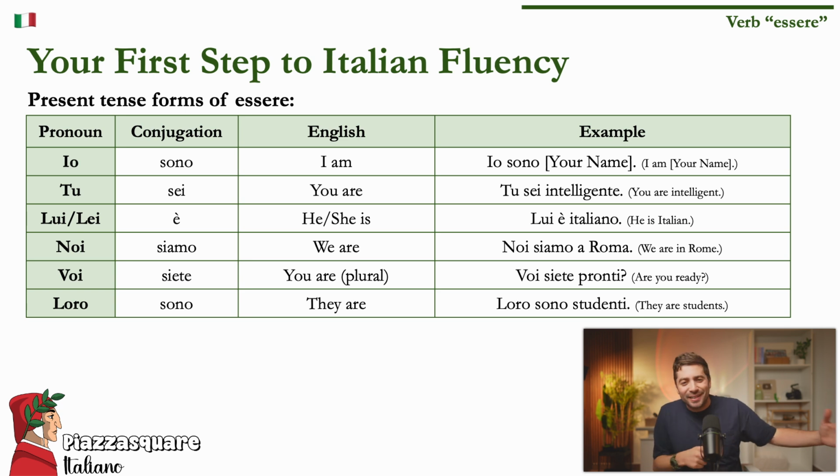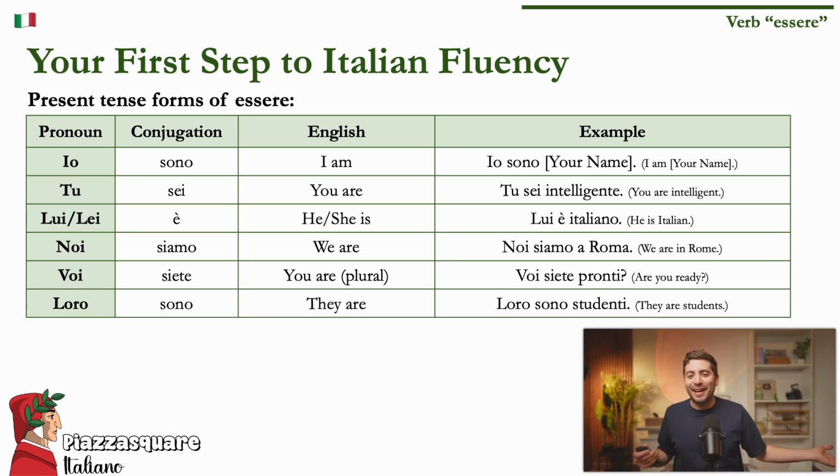Here are the present tense forms of essere. Io sono, I am. For example, io sono Carlo. It means I'm Carlo. Tu sei, you are, informal. For example, tu sei intelligente means you are intelligent. Lui or lei è, he or she is. For example, lui è italiano.